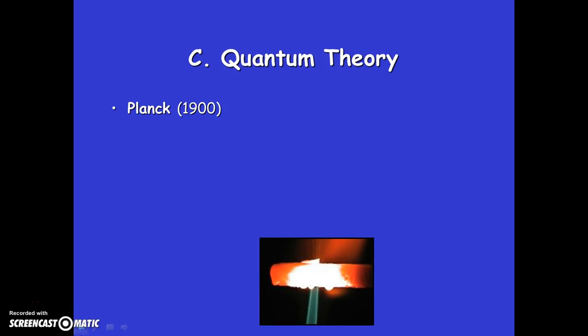In 1900, there was a scientist named Max Planck who basically wanted to know, why do hot objects glow? And we see the picture on the screen here, and we all look at that and say, well, that piece of metal, that's hot because it's glowing. But why do hot objects actually glow?